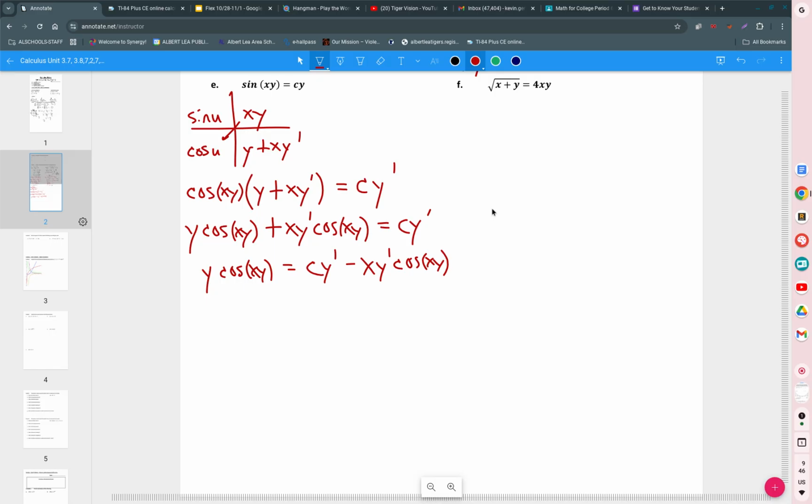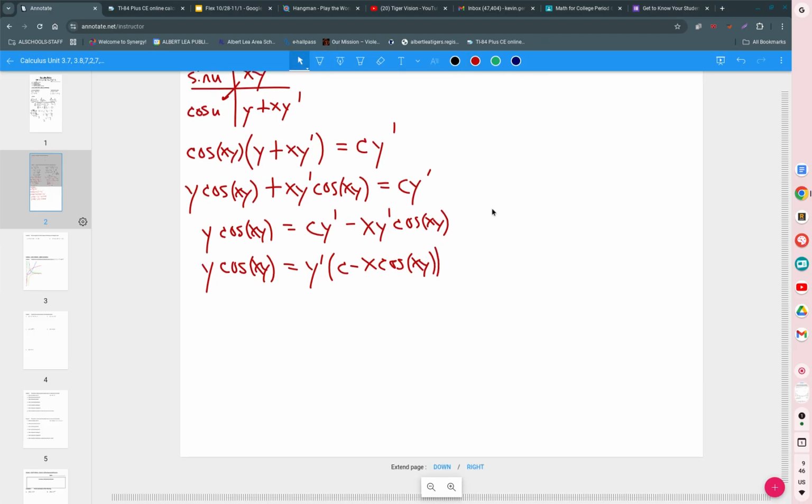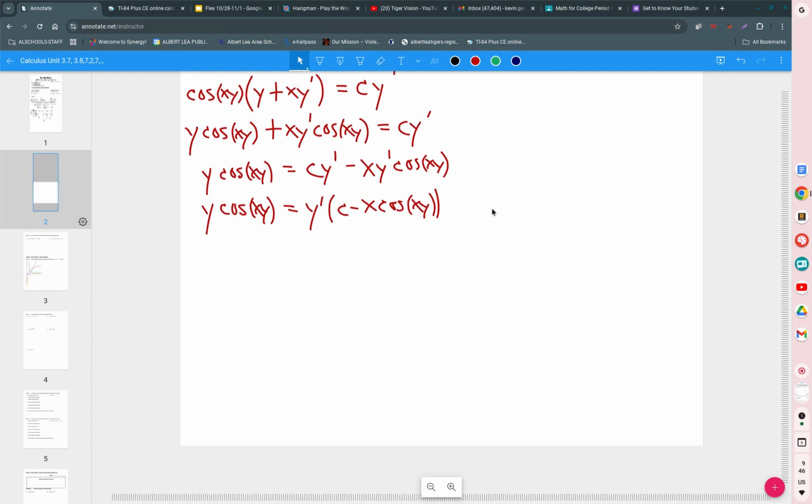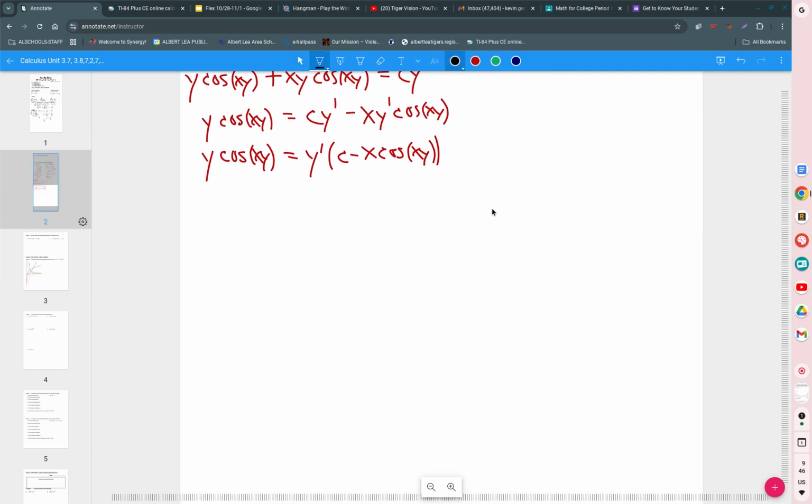What do I do now? Take out a y prime. Y cosine of xy equals y prime times c minus x cosine of xy. And finally, we divide. And I get y prime is equal to y cosine of xy divided by c minus x cosine of xy.